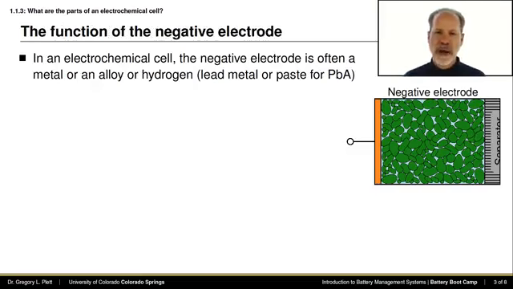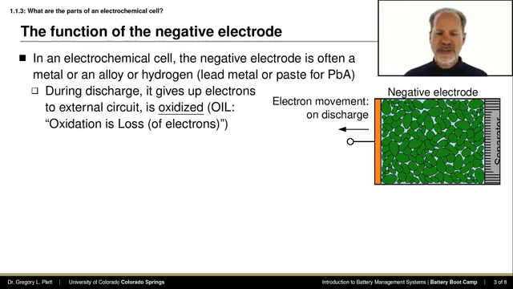Battery cells operate by moving charge between their negative and positive electrodes. So you can think of the electrodes as being charge storage reservoirs. In a regular electrochemical cell, the negative electrode is often constructed from a metal or an alloy of metals or even hydrogen itself. In a lead-acid battery cell, for example, the negative electrode is some kind of a lead metal or lead paste. And by the way, I think this is the first time I've shown you the acronym PbA for lead-acid. The Pb is the chemical symbol for lead from the periodic table, and A simply stands for acid.